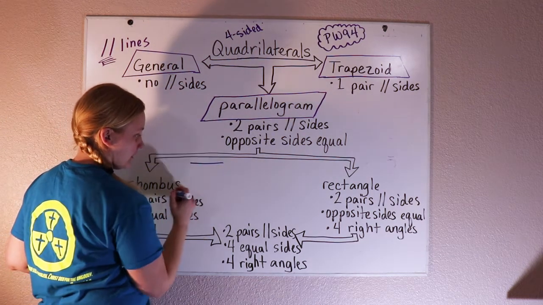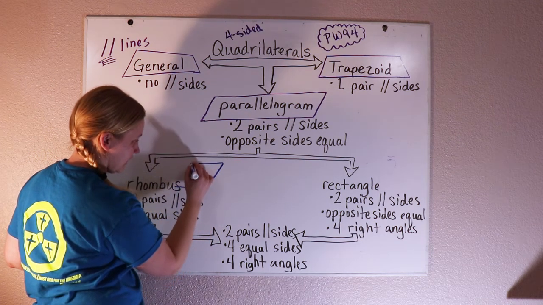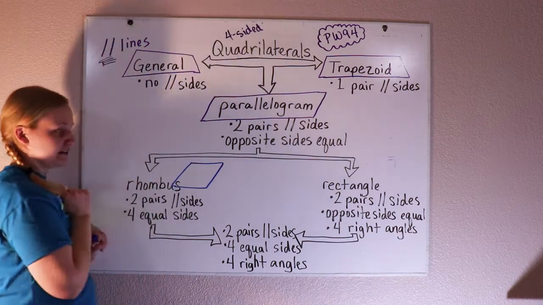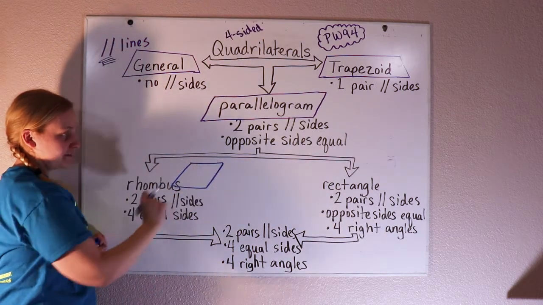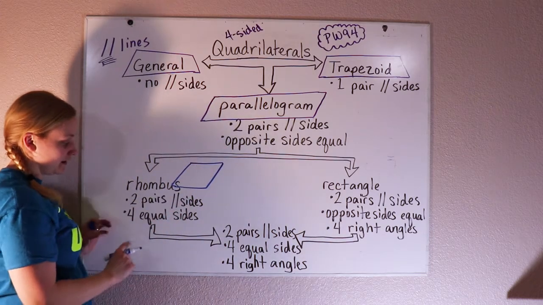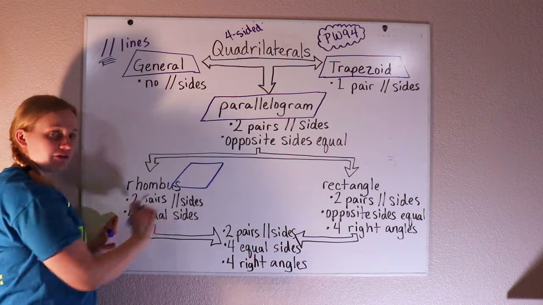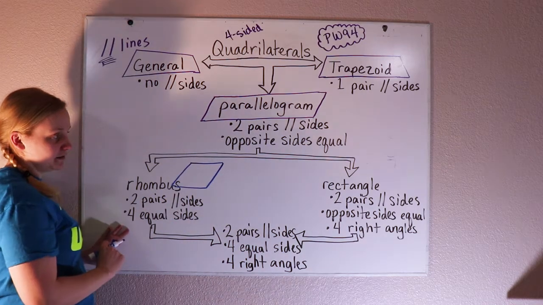This one is really hard to draw, but I'm going to try. It crossed over my letters. That's okay. Two pairs of parallel sides. Opposite sides are equal in length, which is the definition of parallelogram. But if we measured all of them and they were also equal in length, they would be a rhombus.